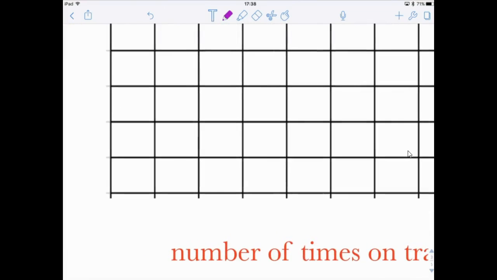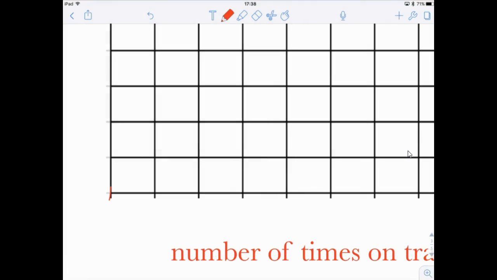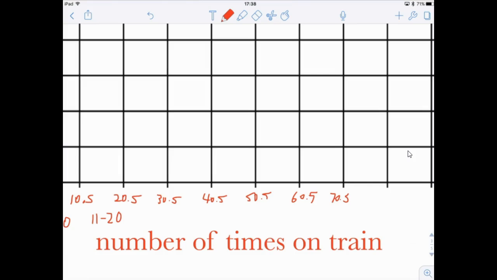And remember, when we mark the x-axis, we actually mark the borders. So this first border is going to be 0.5 because our left border is going to be for the range 1 to 10, right? And then the next region is going to be 11 through 20. So here we're going to put 0.5, and here we're going to put 10.5 because 10.5 is halfway between 10 and 11. Then we put 20.5, 30.5, 40.5, 50.5, 60.5, 70.5, and 80.5.